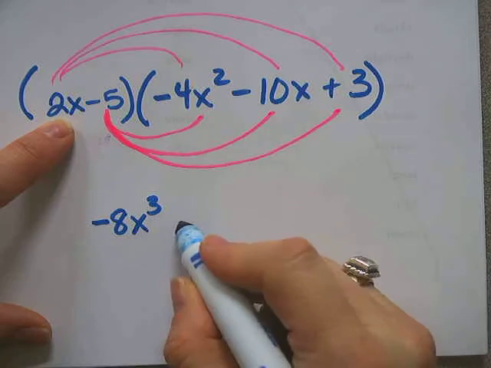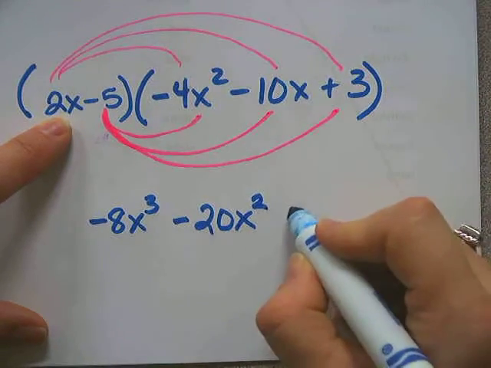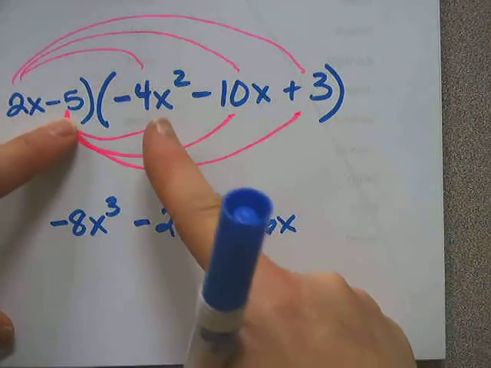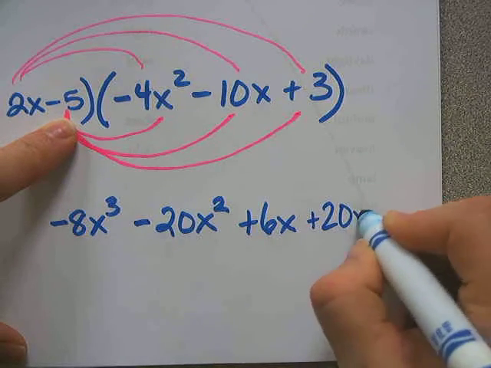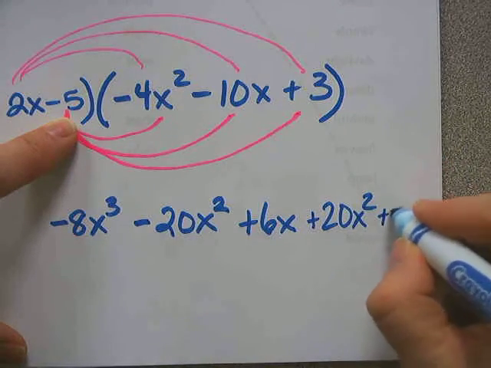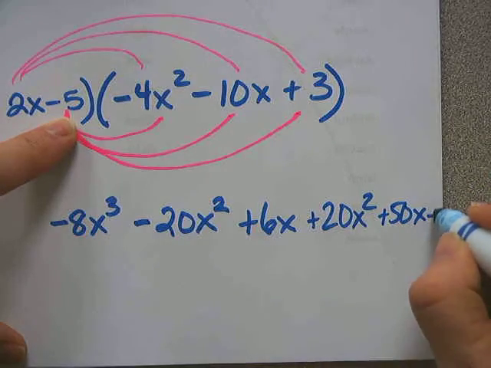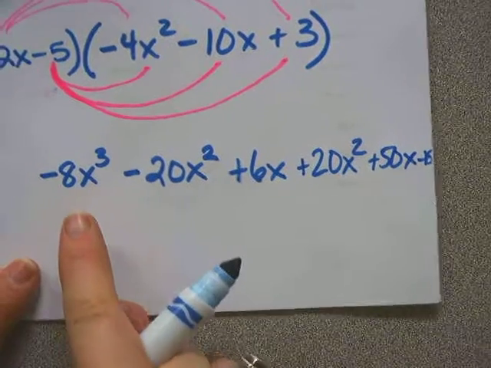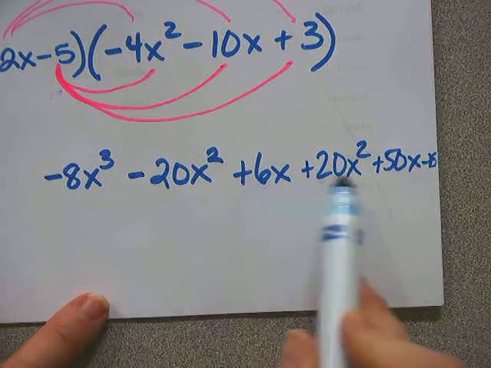So to start out, 2x times negative 4x squared is negative 8x cubed. 2x times negative 10x is negative 20x squared. And 2x times 3 is 6x. Next expression, negative 5 times negative 4x squared is positive 20x squared. Negative 5 times negative 10x is 50x. And negative 5 times 3 is negative 15.